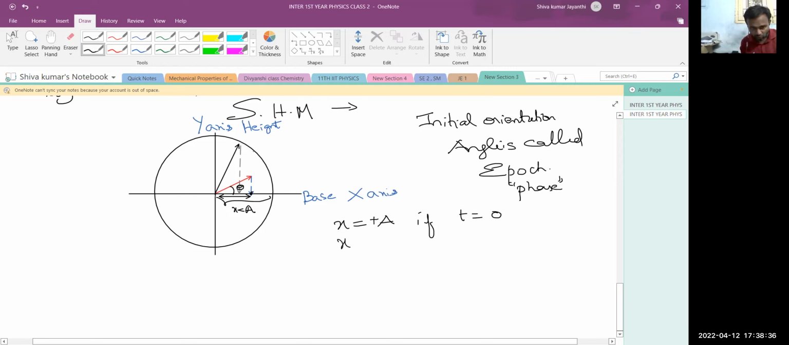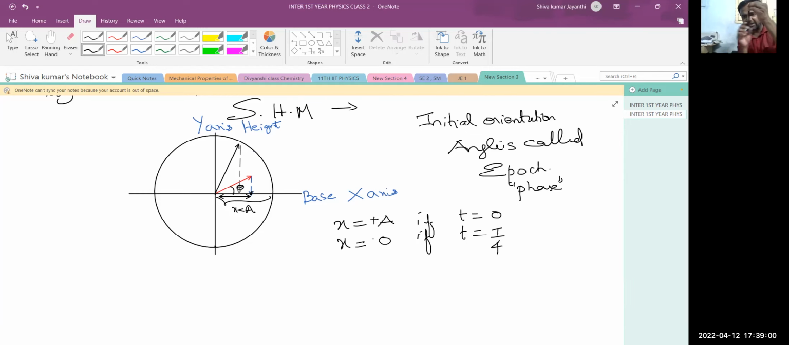Now, this total time of rotation is capital T. From here to here it has come. Then how much time is it? Tell me, child. Small t equals capital T by 4, no? Then x equals 0. Why? How? This is x equals A. Now, total T by 4, it has taken T by 4 time.